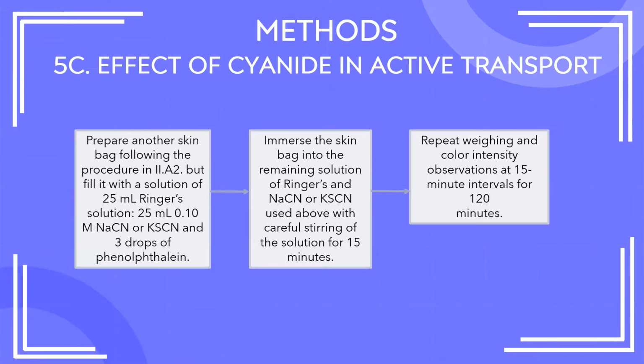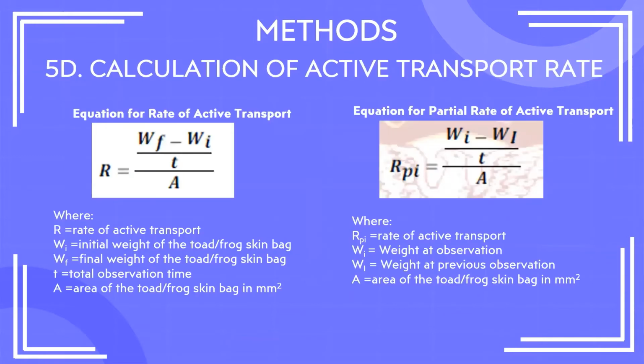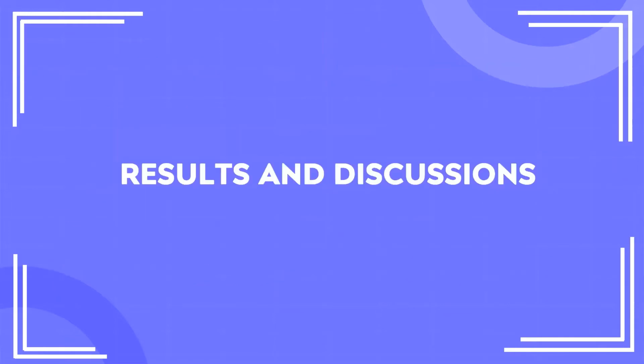The flow chart for the effect of cyanide in active transport, and the calculation of active transport rate along with the formula. The rationale for each of the methods will be explained in the study questions. Since we cannot perform this exercise in Mall Bio Lab, a video demo was provided and the data were given for analysis.